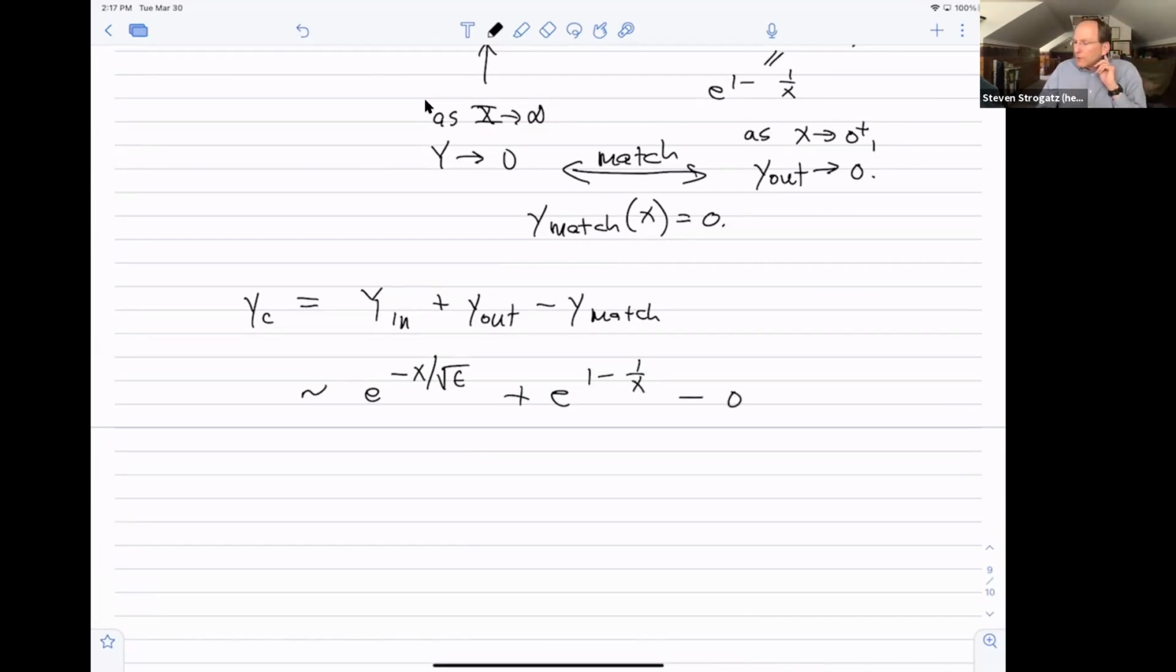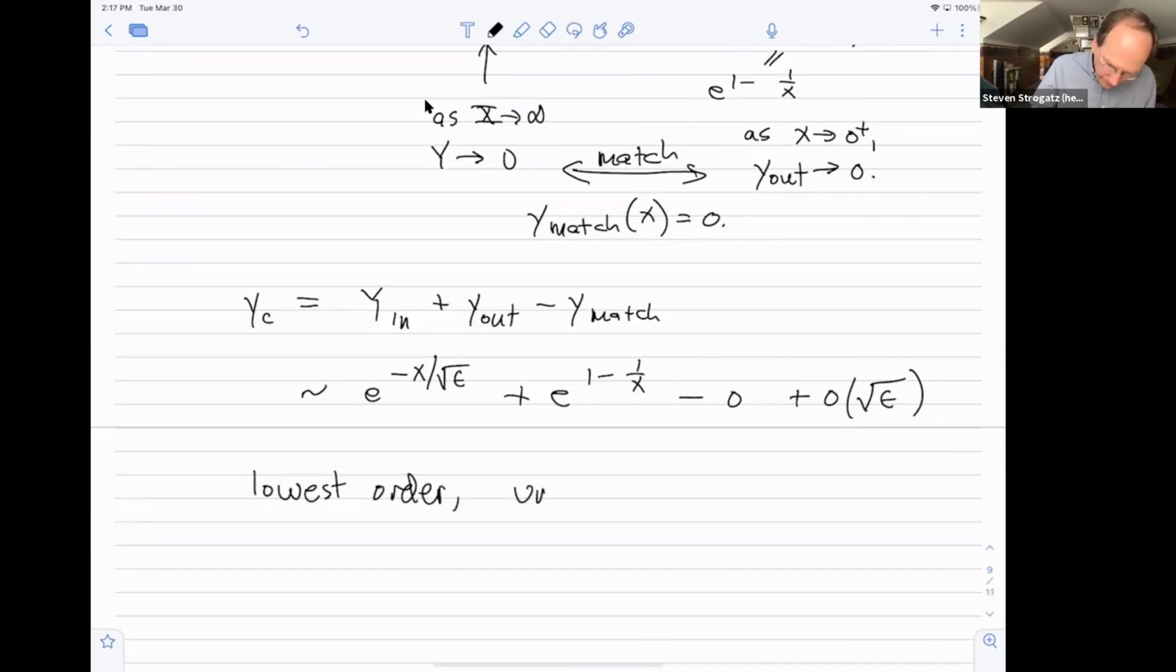So there's my formula. And then the whole thing is plus the next order, which I didn't calculate, which will be square root of epsilon. So this is what we expect. And now this is the lowest order uniformly valid approximation according to boundary layer theory.